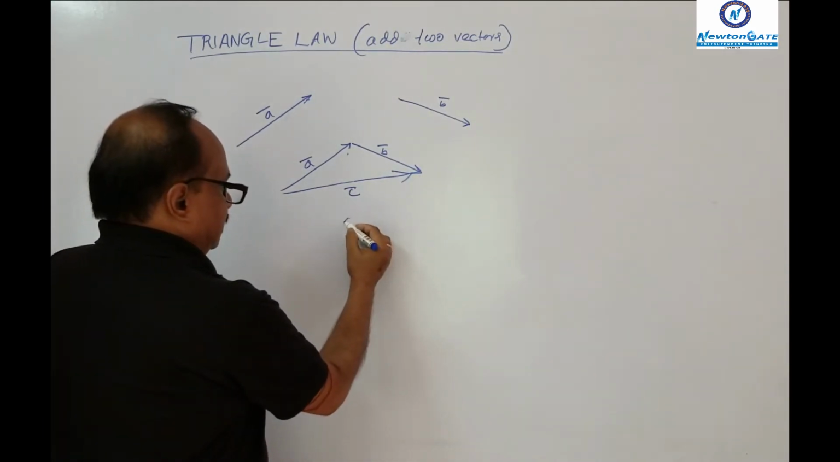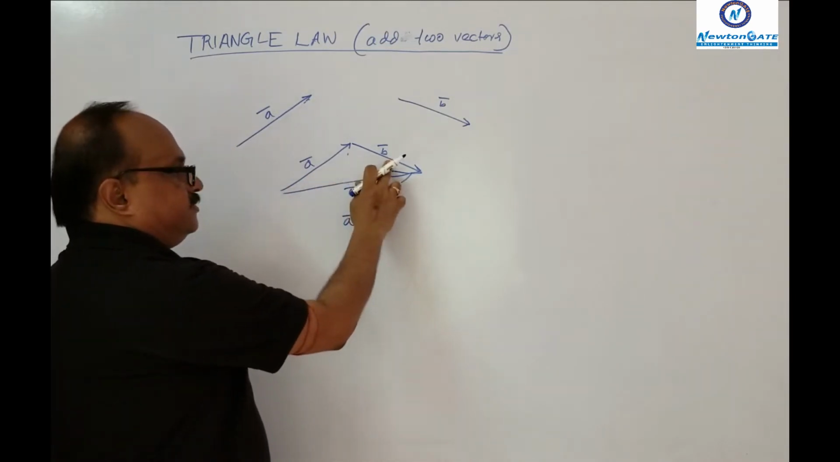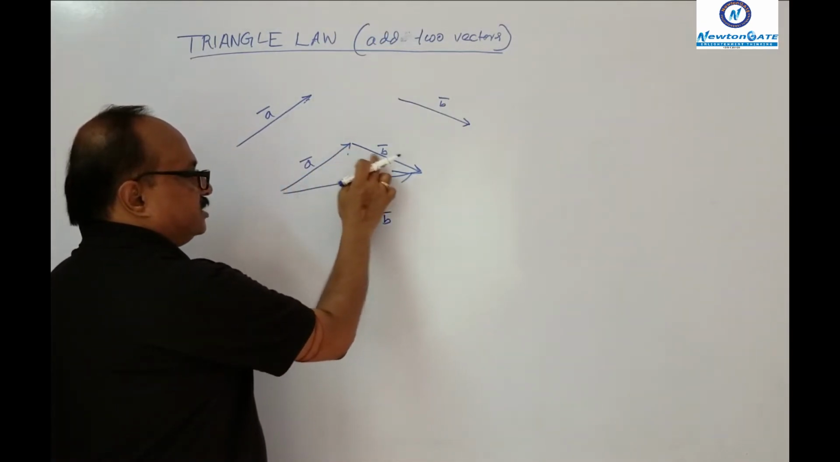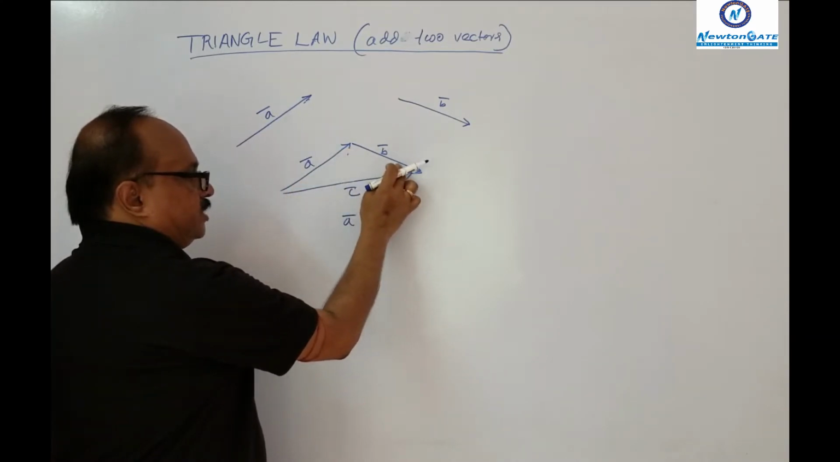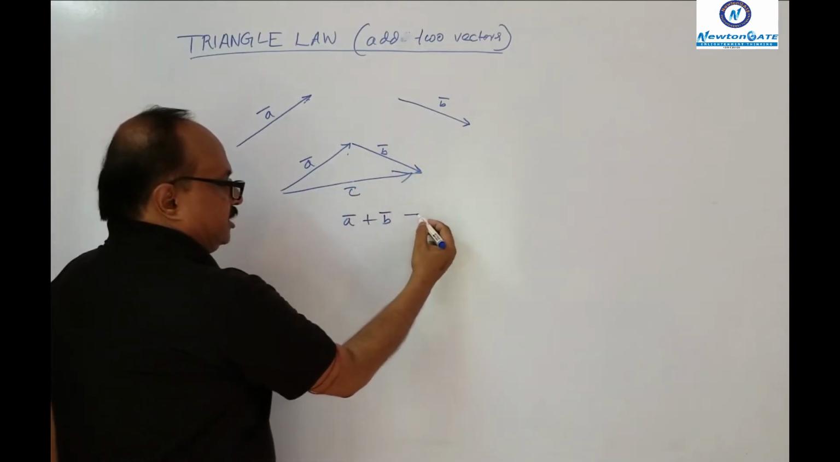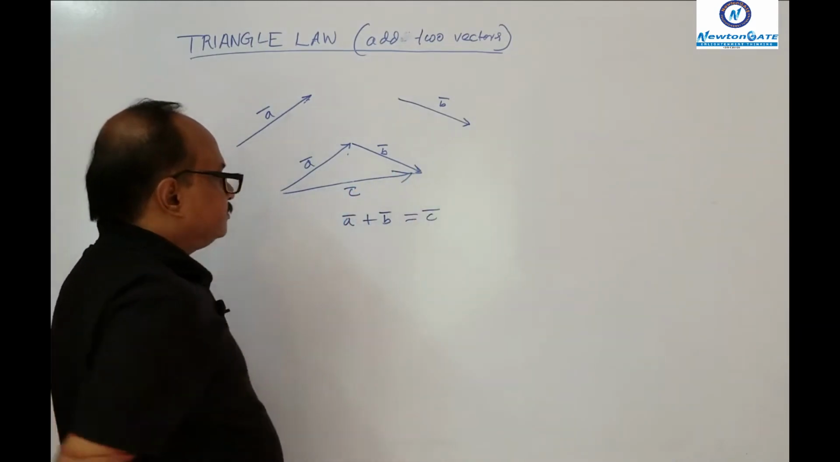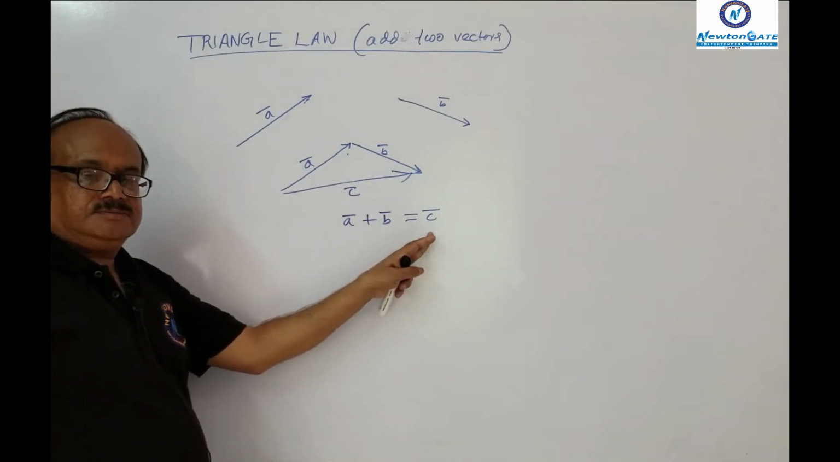So here you see, this is vector A, this is vector B. Because this vector and this vector are in the same direction, you see this is the direction. And if you say this way, then it is going this way. But this is going opposite in this way. So this is equal to your vector C. So this is what we call the addition of vectors.